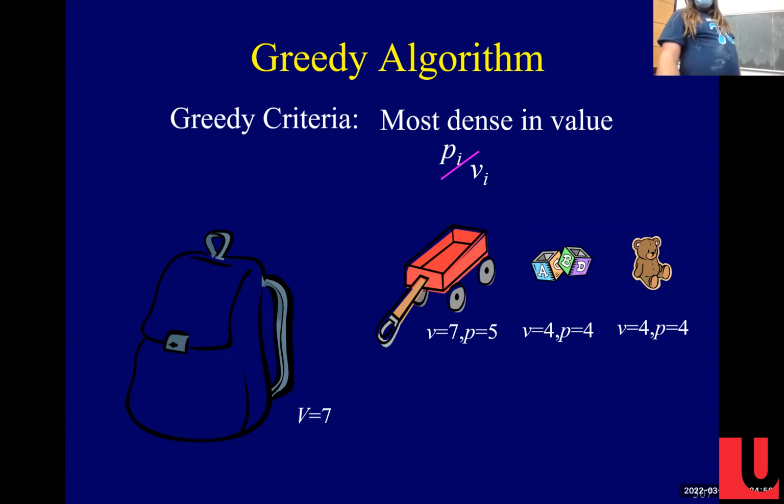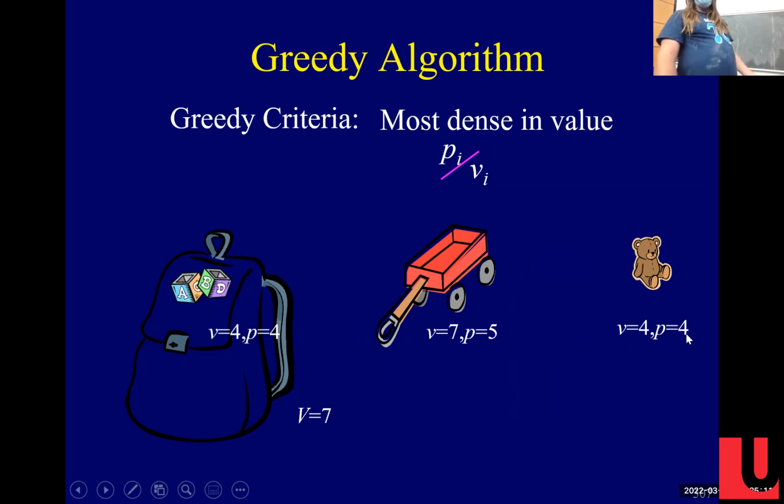And here's the problem, that this doesn't work either, right? So in this, you'll see the price 5 divided by 7, it's less than 1, right? But these are all 1. So you put one of those in, and now you can't put anybody else in, right? Because we only have 3 room left. So you can't put in a bear of size 4 or a wagon of size 7.